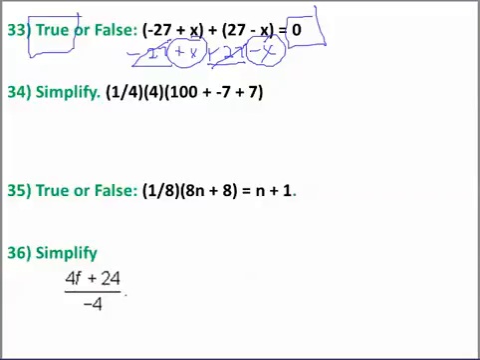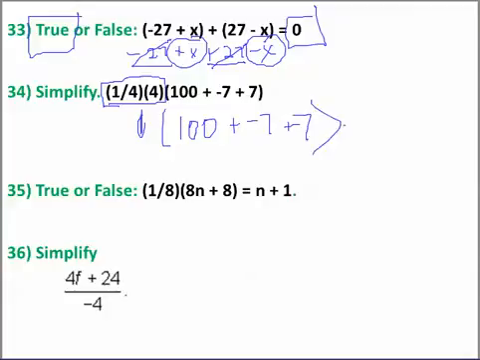How do I simplify number 34? I'm going to look at it one step at a time. I see multiplication here. 1/4 times 4, and that is just simply 1. Think of it. What's 1/4 of 4? 1. So that just went away. It's 1 times 100 minus, plus minus 7 plus 7. So now where do I look? I'm going to look inside here and go, oh, positive 7 and negative 7, that went away. All that's really left here is 100.